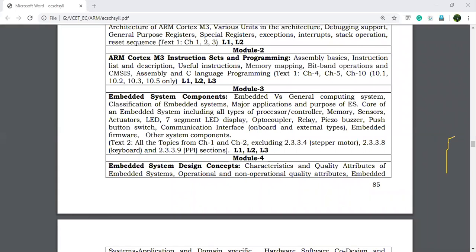Anyone? Based on the generation, how is this embedded system classified? You can type the message in the group chat, you can text it. See, it is classified as a first generation system, second generation system, third generation system, and the fourth generation. Right now, we can say we are in the fourth generation. So anyone, based on what has this generation been classified? I hope you have the PPT also with you.